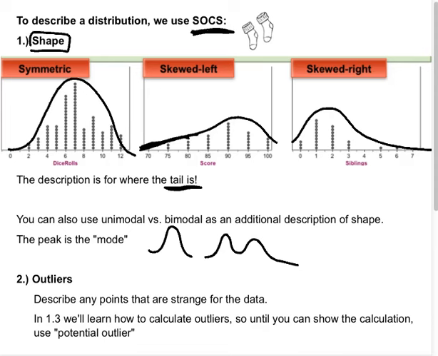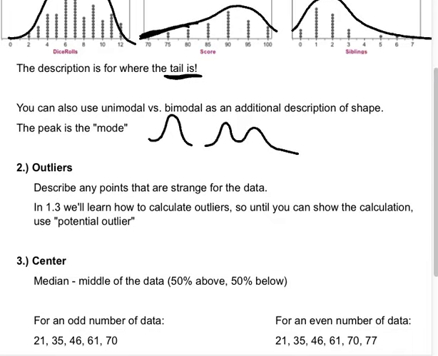The O is talking about outliers. This describes any strange points that are in the data, okay? So strange points, so let's say my data looks like this.